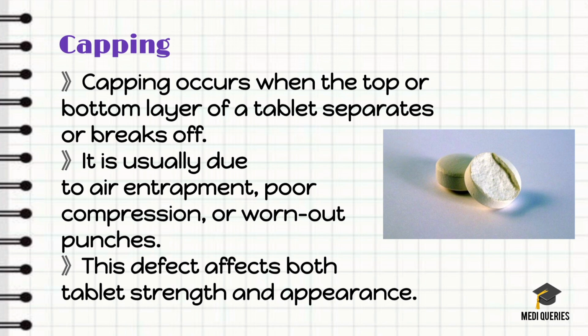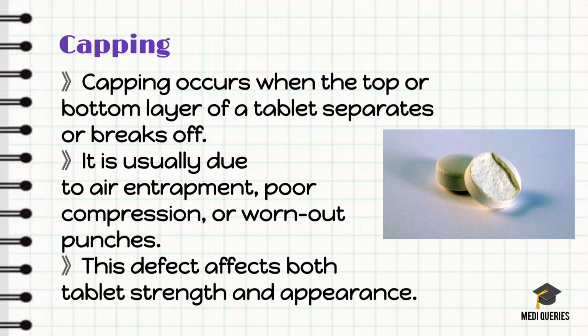The main cause of capping is air entrapment in the granules during the compression. Other factors include low moisture content, insufficient binders, or worn out punches. It can also happen if the tablet formulation lacks plasticity and does not compress uniformly.